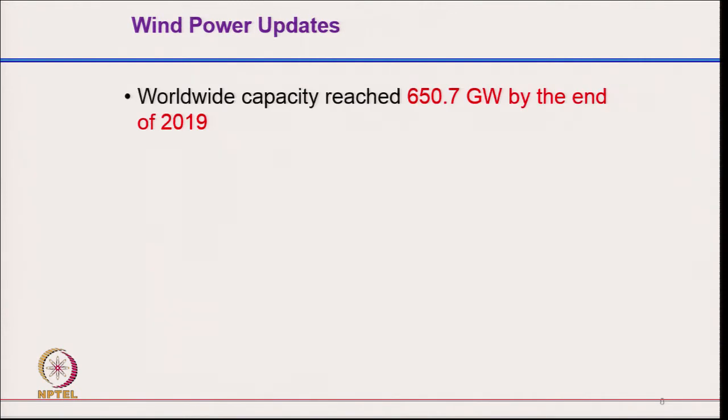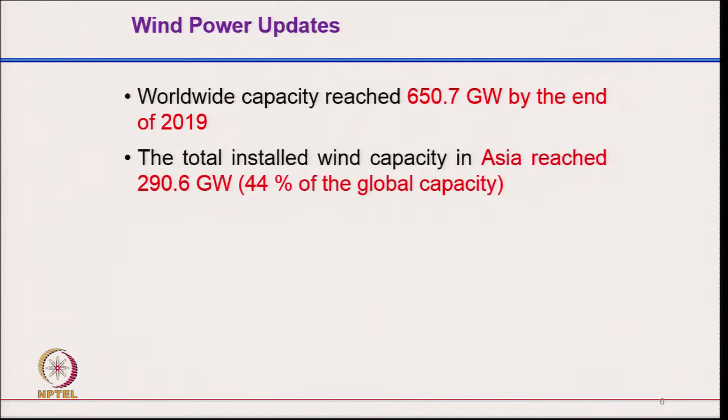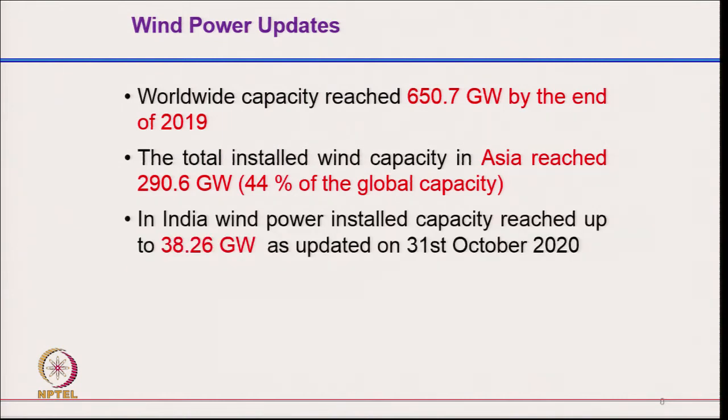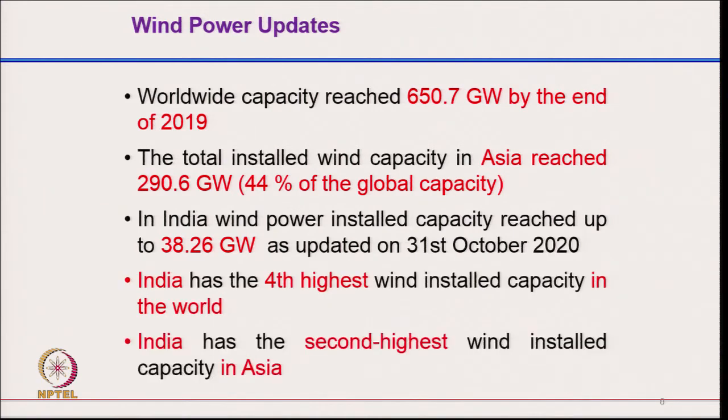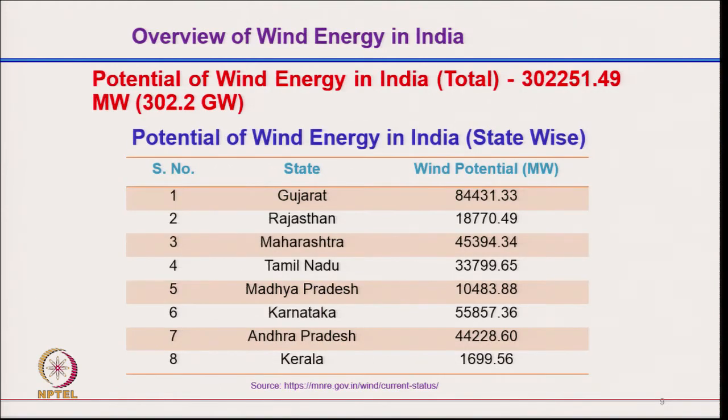Worldwide capacity reached 650.7 gigawatt by the end of 2019, and total installed wind capacity in Asia reached 290.6 gigawatt, 44% of the global capacity. In India the wind power installed capacity reached 38.26 gigawatt up to 31st October 2020, and India has the 4th largest wind installed capacity in the world. India has the 2nd highest wind installed capacity in Asia, and this is the potential of wind energy typically in India.